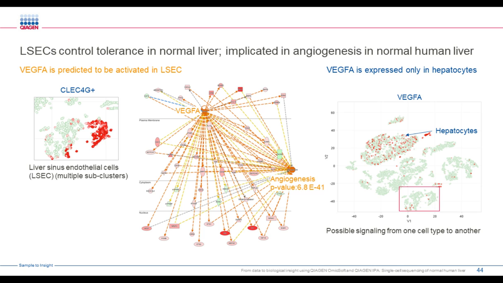That's very interesting. Now let's look at VEGF-A. Where is it expressed exactly? Well, VEGF-A is expressed mainly in the hepatocyte group and almost none in the endothelial cells. That gives you an idea of a possible signaling from one cell to another. And that would not have been discovered if you didn't have the two tools together, the QIAGEN OmicSoft Land and the QIAGEN IPA.